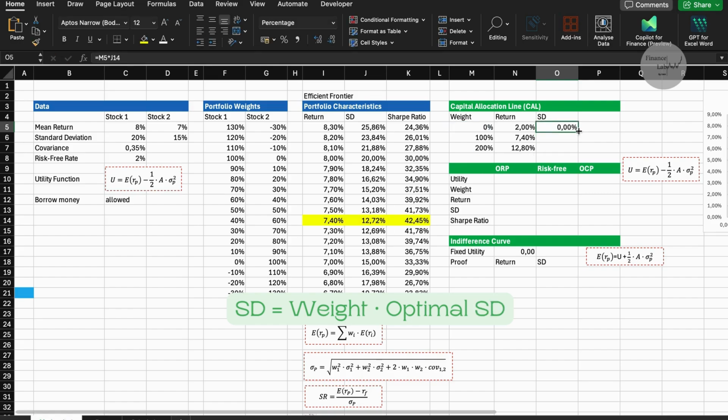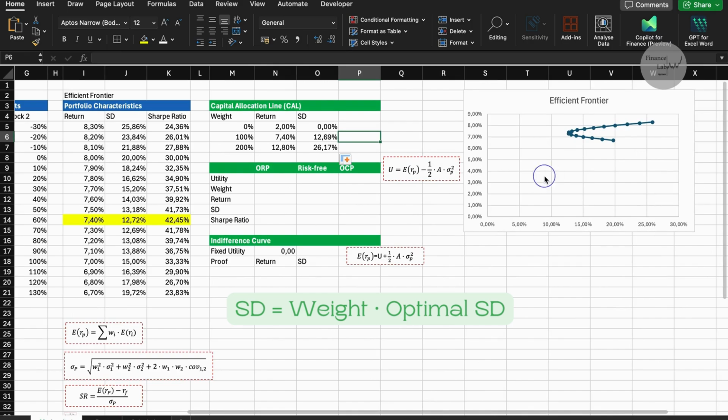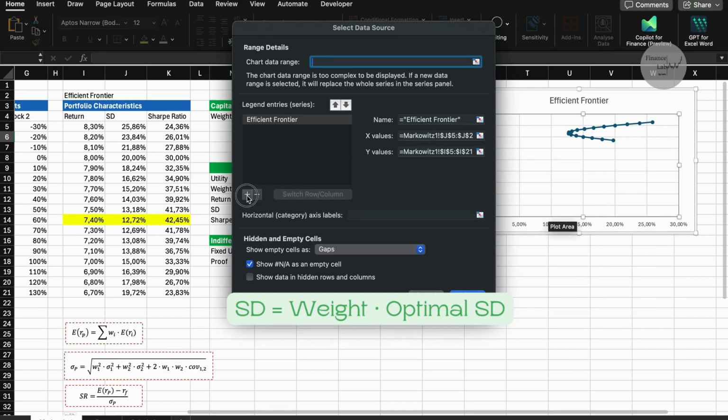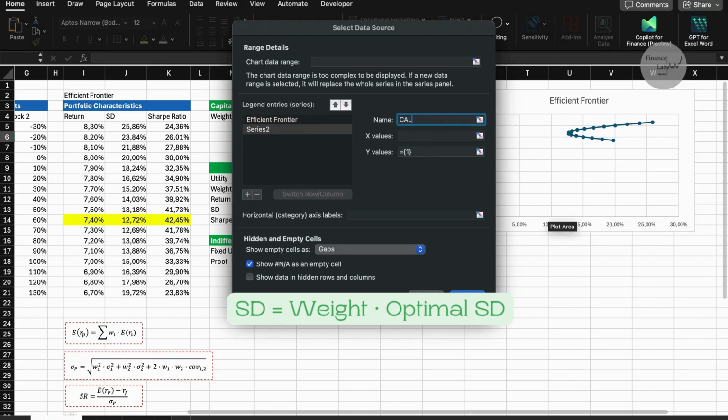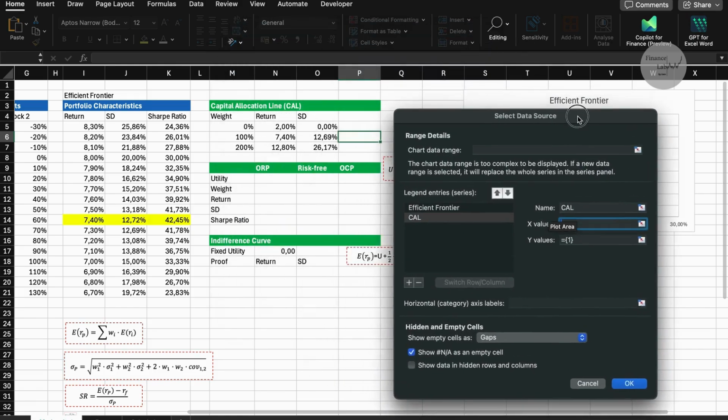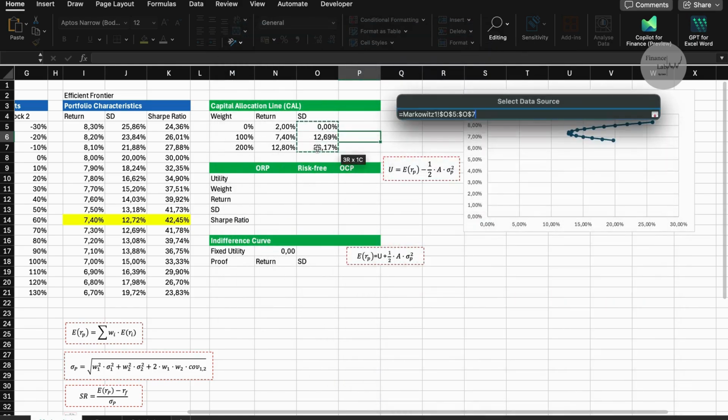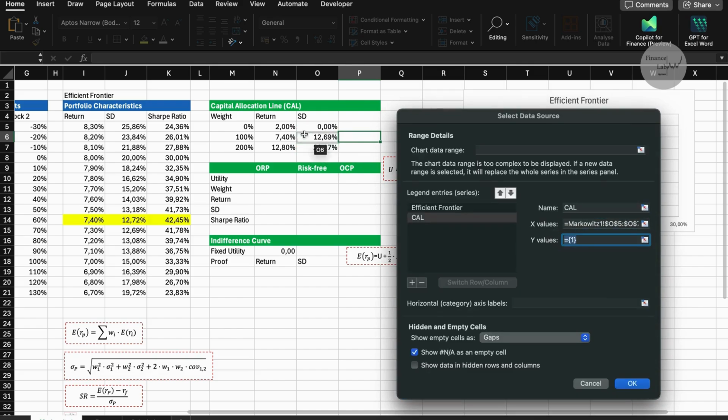The first point is a 100% investment in the risk-free rate. The second point, a 100% investment in the optimal risky portfolio. And the last point is a 200% investment in the optimal risky portfolio. Therefore, the investor borrows at the risk-free rate to invest more than 100% in the risky portfolio.